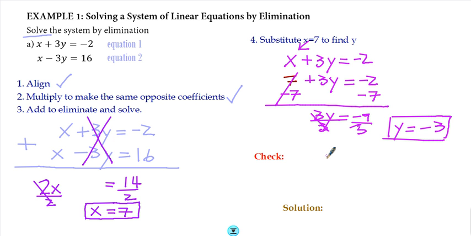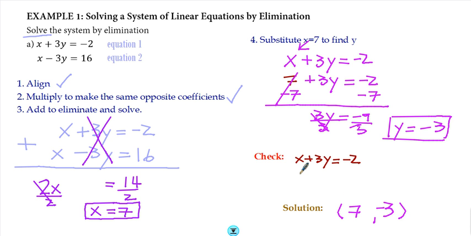Boom. So if I were writing my answer as an ordered pair, which is our last step, it will be 7, comma, negative 3. However, you want to make sure that you have the right answer. So I'm going to plug it in and check to see if I have the right answers. Okay? So I'm going to plug my solution into both of the equations to make sure that this is correct.